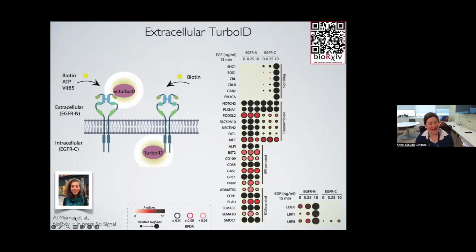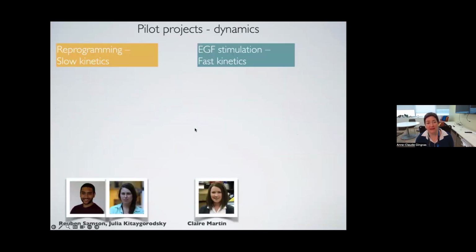Rasha Al-Mismar has now published a feasible extracellular TurboID method that enables us to look outside the cell and not only intracellularly. And this really enables us to look at the reorganization of the extracellular side of the plasma membrane following, for example, the ligand or any kind of treatment. So this is something that could be useful for many of you.